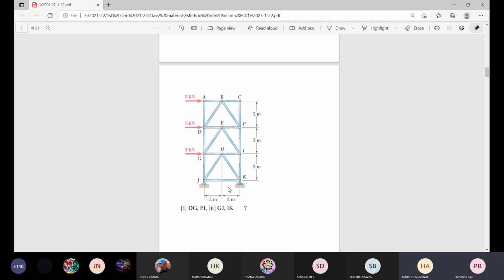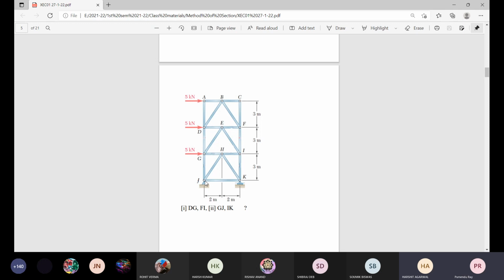There is no contribution from this. So only one horizontal reaction is developed here, and that too minus rjx. That is one thing. Others are 5 kilonewton positive, 5 positive, 5 positive. So directly from observation you can find this value is minus 15 kilonewton, negative, towards left. And what about this value?